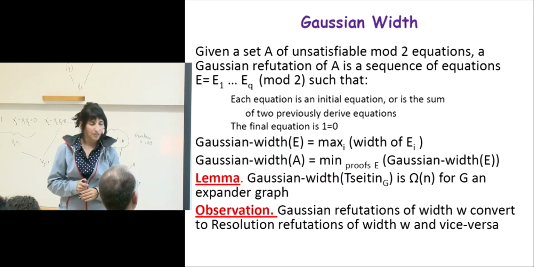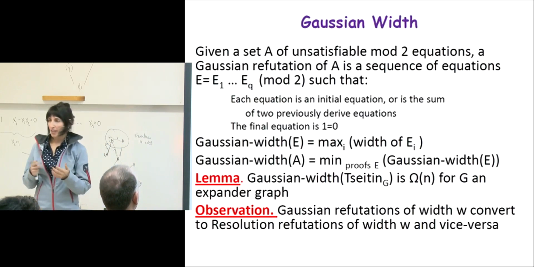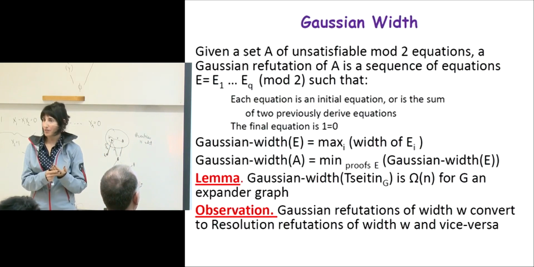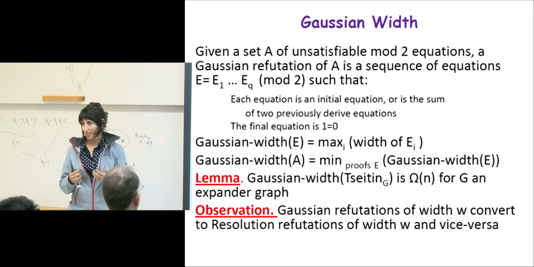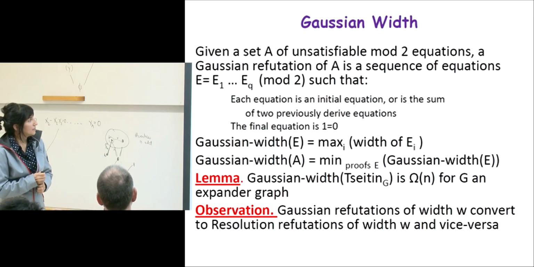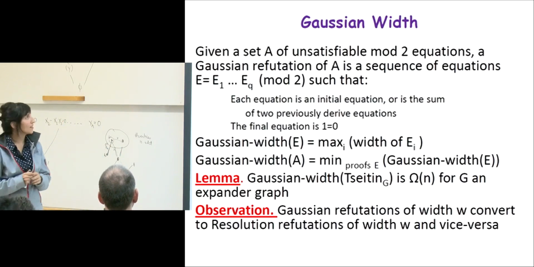So the last thing is to show you why a PC proof has to more or less be a Gaussian proof. I'm not going to prove this. I'm just going to show you at a high level and hope that I can convince you at some level.